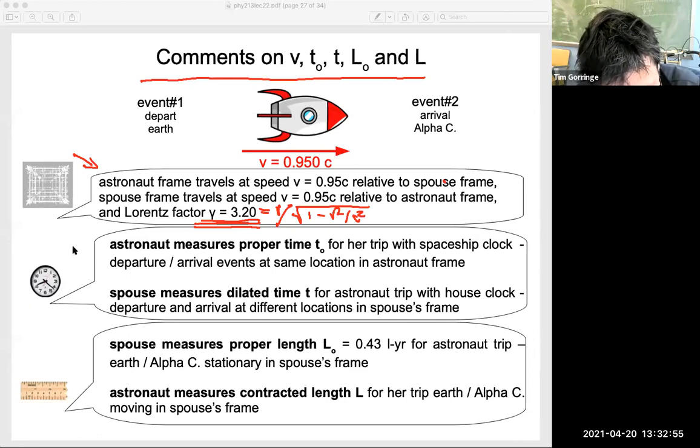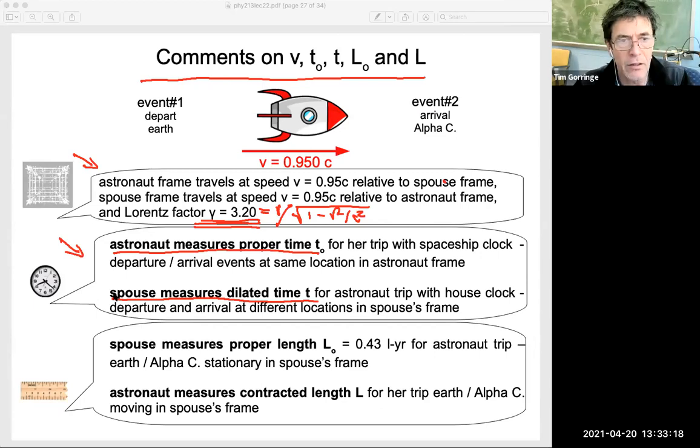The second comment is related to times. So who's seeing the proper time for the trip and who's seeing the dilated time? That's an interesting question. It's actually the astronaut that sees the proper time, and it's the spouse, me stuck on Earth as usual, who sees the dilated time.